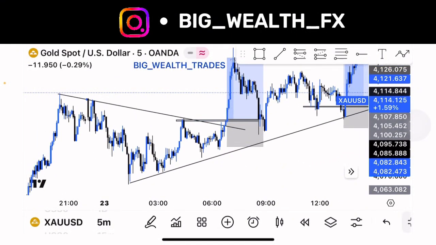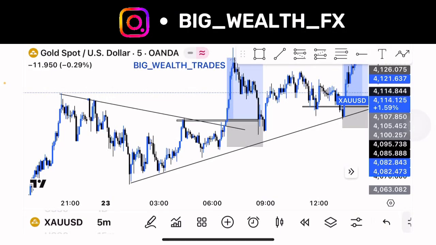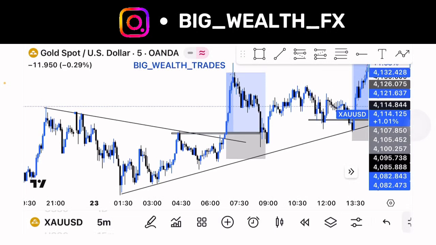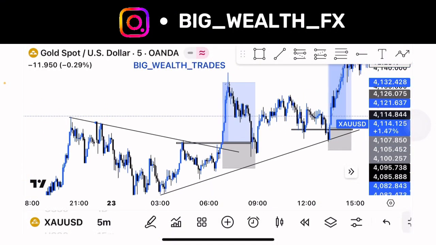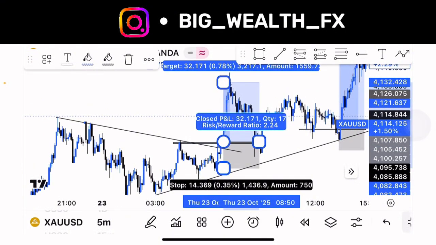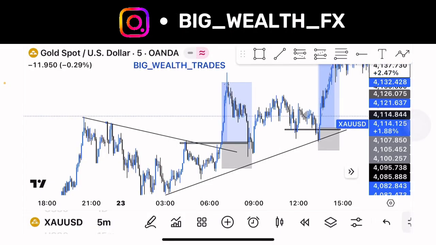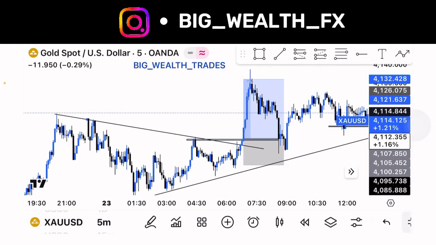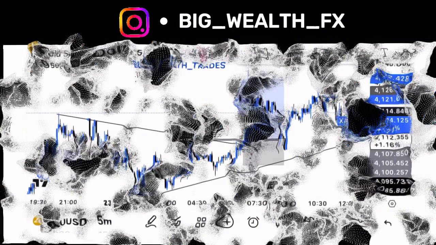So I just waited for price to break out from the trend line and from this resistance level, and I took my buy trade from there. I just targeted a 1 to 2 risk reward, and boom, it hit my take profit. It's as easy as that. It's very, very simple. If you're not understanding this, it's better you go and watch my previous video where I broke it down very well.